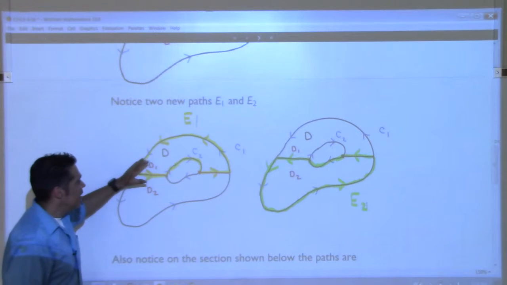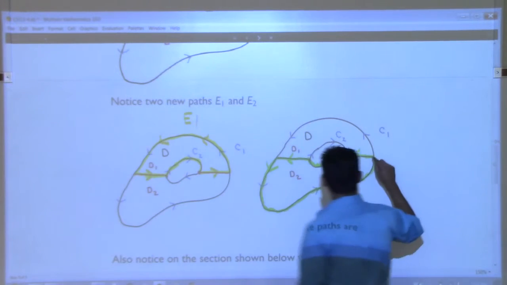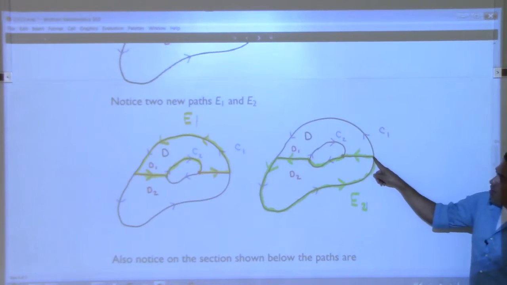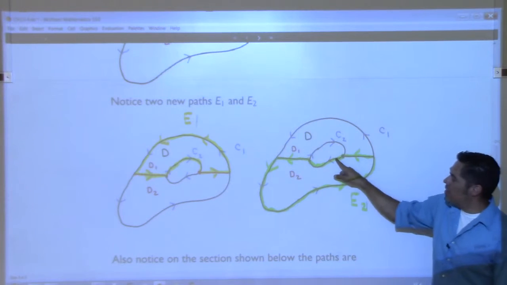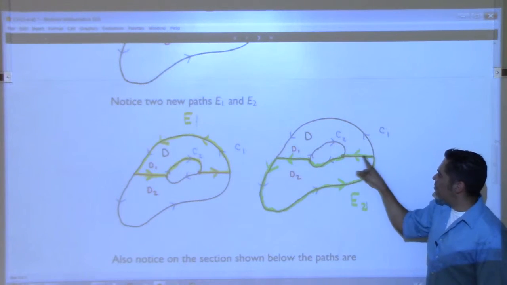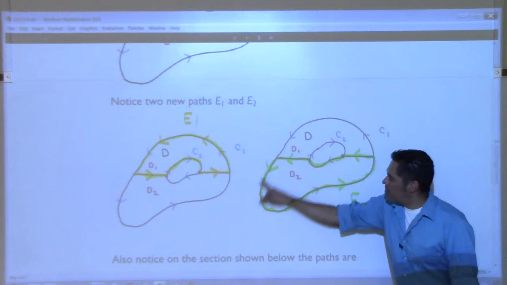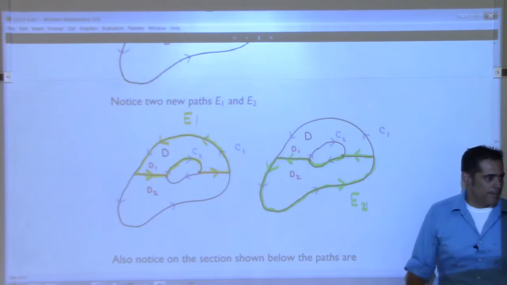There's E1. E2 is also oriented in positive orientation, right? E1 is positive orientation, E2 is also positive orientation. But this time it goes from here, instead of going up, it goes across, down here, across, down, and around. All right?